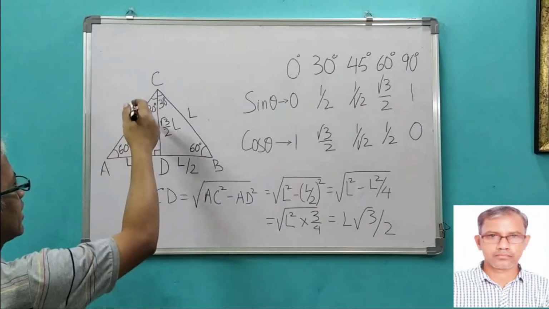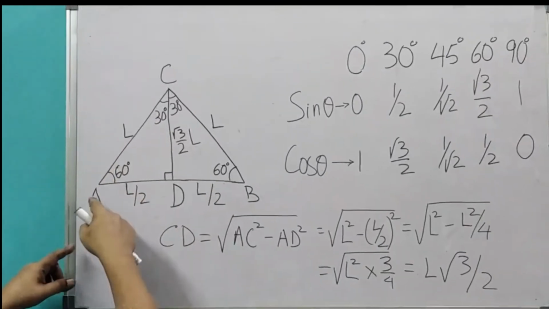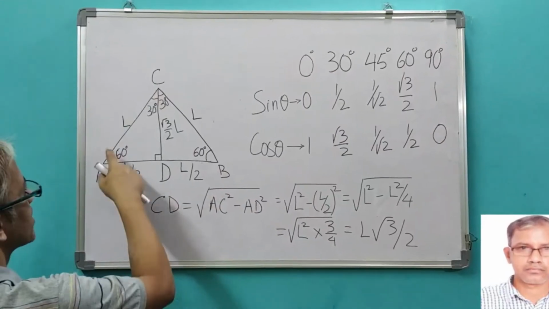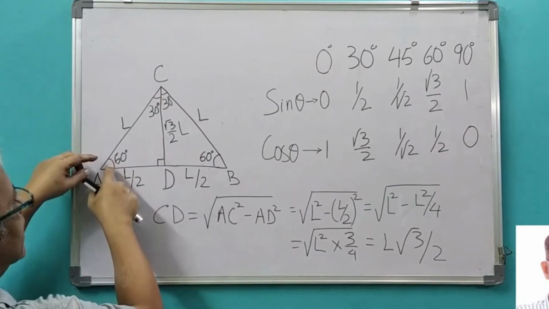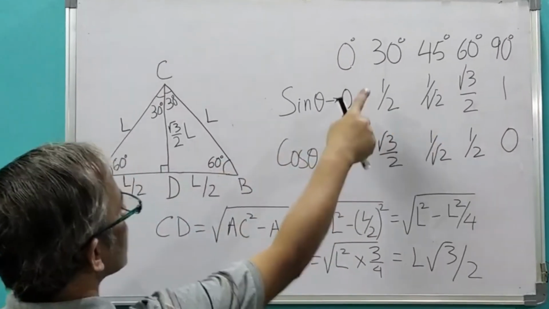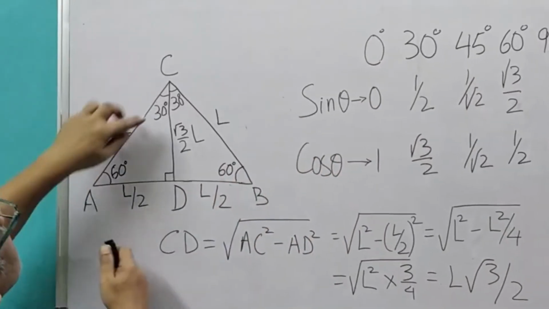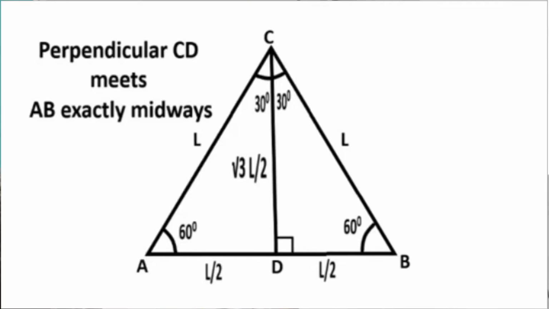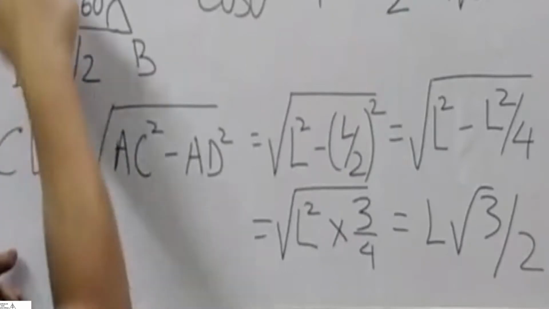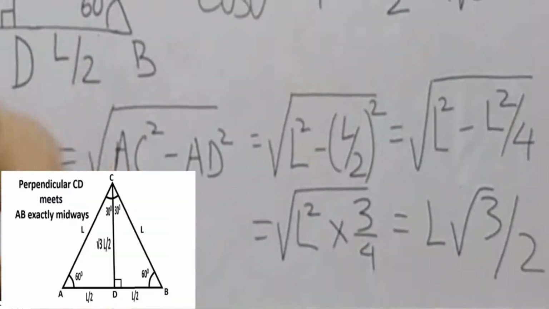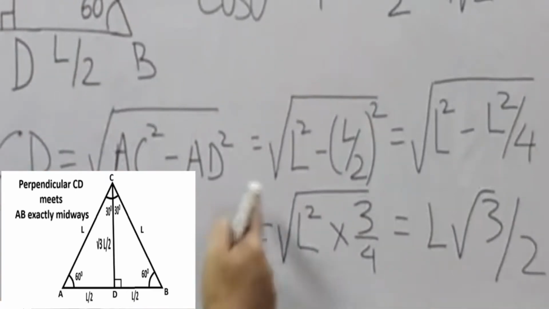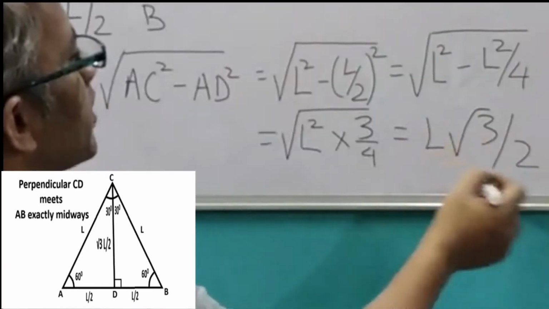So here I have drawn an equilateral triangle ACB with all the sides the same. We have got one angle 60 degrees, and for the 30 degrees obviously this is the angle 30 degrees for the triangle ACD. CD forms the perpendicular. CD is the square root of hypotenuse square AC square minus the base square AD square. The value comes to be root 3 by 2 L.